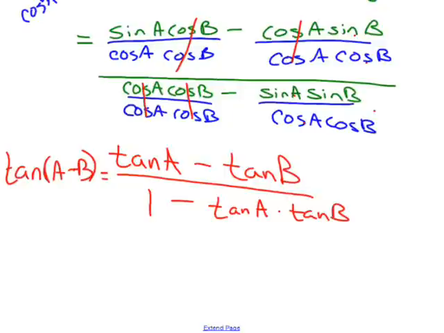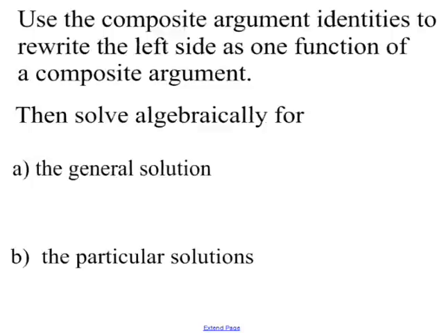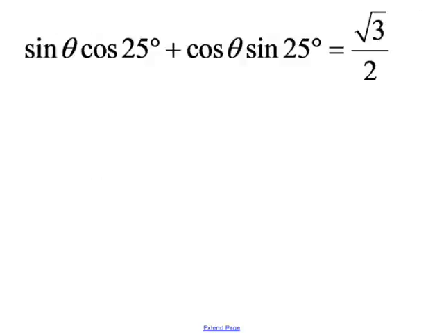All right, a little bit of work there, but now we're going to apply all the properties that we know. These are the directions for the next few slides. Use the composite argument identity to rewrite the left side as one function, and then solve using the general solution and the particular solution. So this gets back to a couple chapters ago when we had to do the plus 360k and so forth.